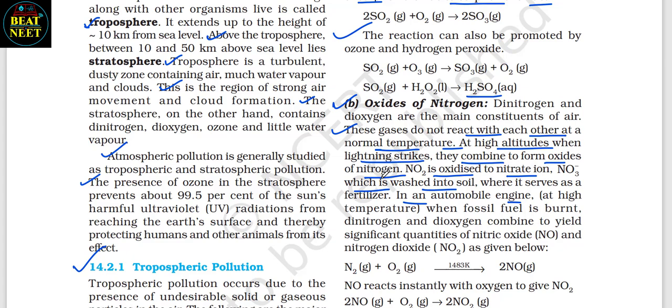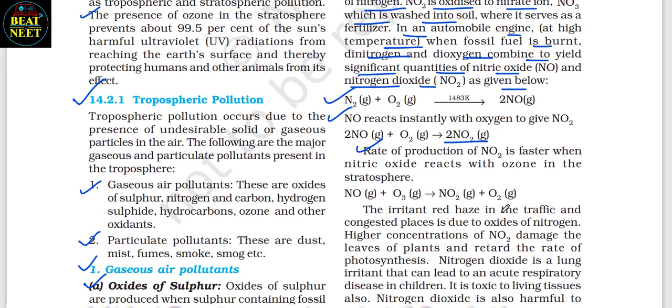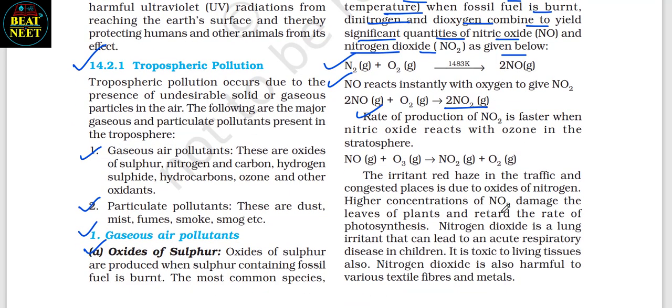In an automobile engine, at high temperature, when fossil fuel is burned, dinitrogen and dioxygen combine to yield significant quantities of nitric oxide, that is NO, and nitrogen dioxide, that is NO2, as given below. N2 plus O2 gives 2NO at 1483 Kelvin. NO reacts instantly with oxygen to give NO2, that is 2NO plus O2 gives 2NO2. The rate of production of NO2 is faster when nitric oxide reacts with ozone in the stratosphere. NO plus O3 gives NO2 plus O2.